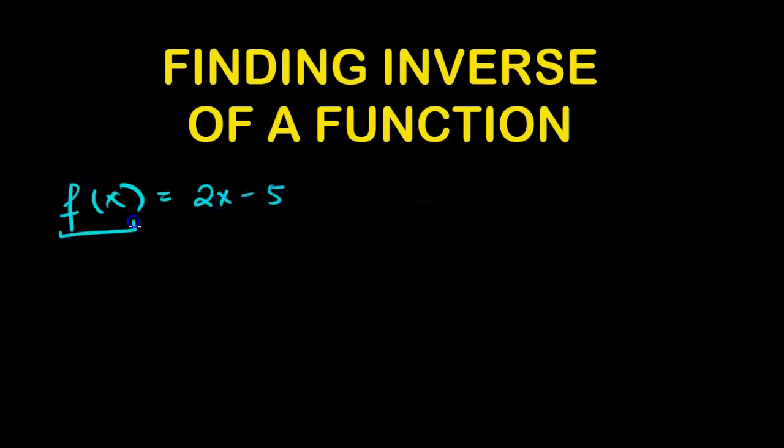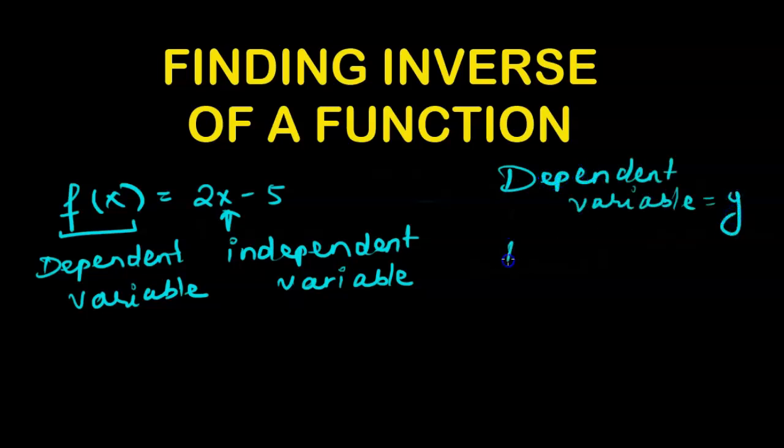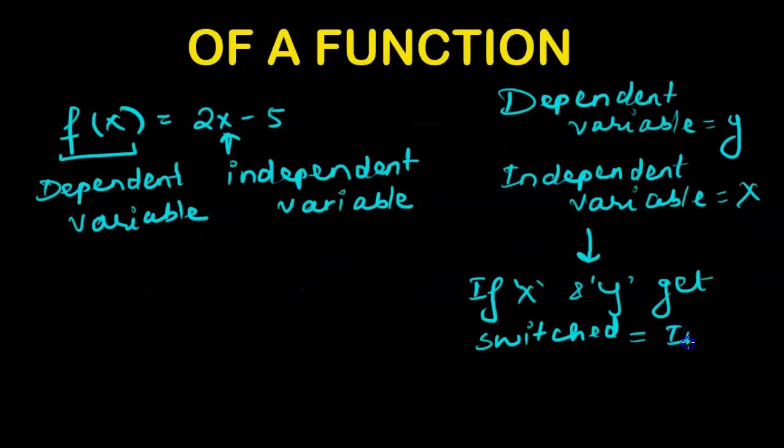Let's take this up with an example. If I have a function f(x) = 2x - 5, I know my f(x) is the dependent variable. And why is that so? Because the f(x) value depends upon the value of x. So my x is the independent variable. Now in simple terms, we know the dependent variable is the y value and the independent variable is the x value. So if x and y get switched, it is called the inverse function.